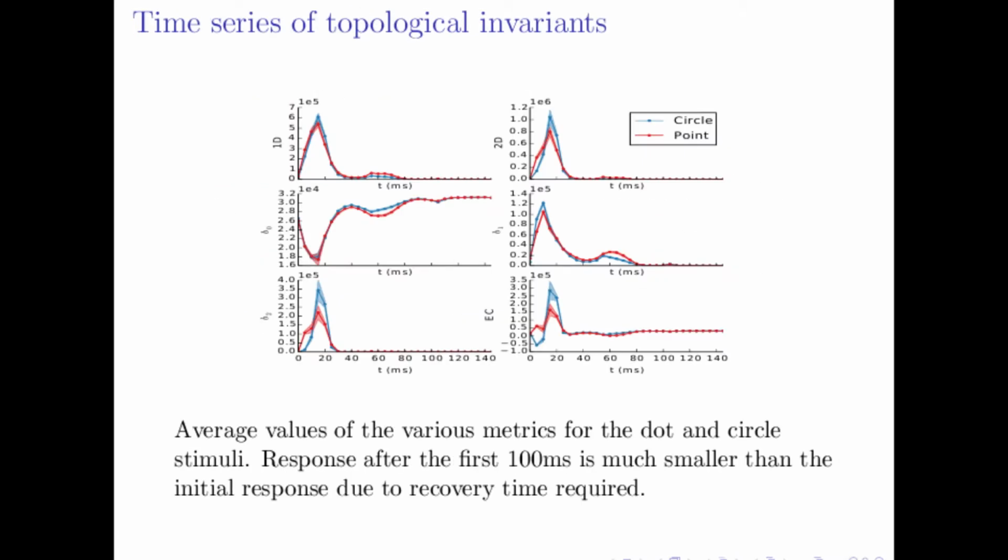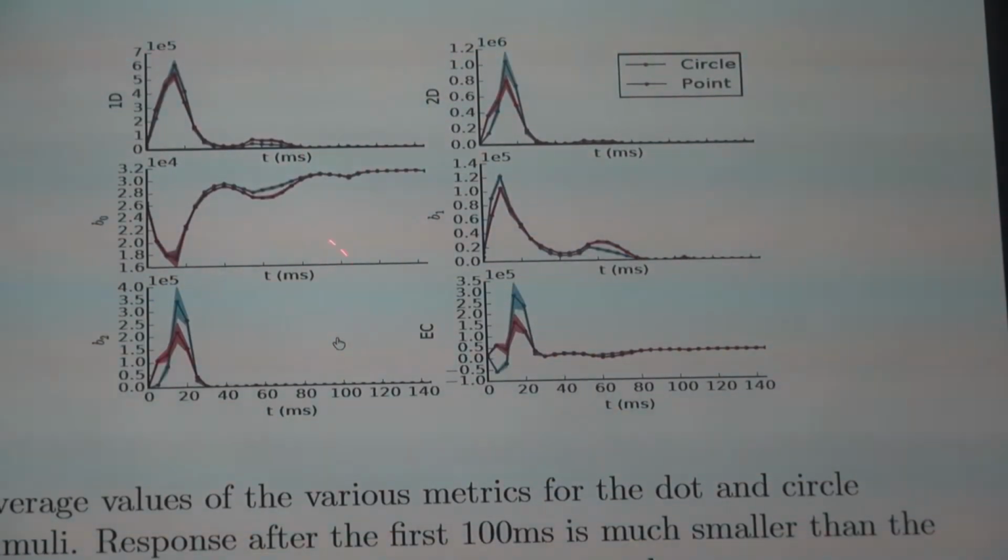Then we looked at our matrices. What you see in these graphs is things like the one-dimensional simplices, two-dimensional simplices, Betti 0, Betti 1, Betti 2, and Euler characteristic. And you start seeing differences. This is the time axis, and you see the numbers of all these topological parameters. For the point and the circle, if you look at the two-dimensional simplices, there is a notable distinction between them. You also see it in Betti 2. The Euler characteristic actually is a very good separator.